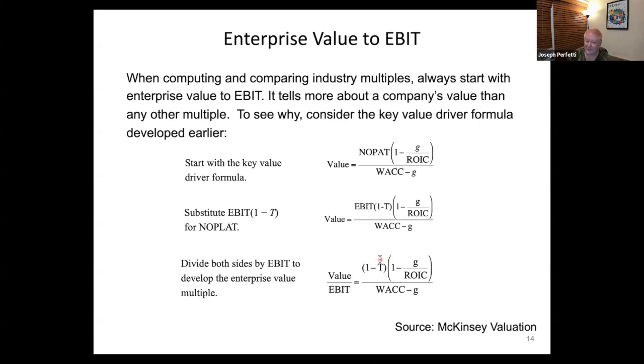So what are the drivers of enterprise value to EBIT? Tax rate, growth, ROIC, WACC. What were the drivers of your bull, your bear, and your target? Tax rate, growth, ROIC, WACC in the DCF. Those drive enterprise value to EBIT. Those drive enterprise value multiples and DCFs.